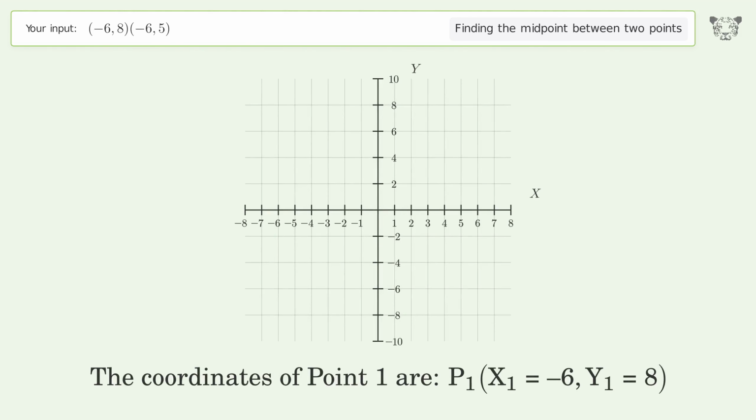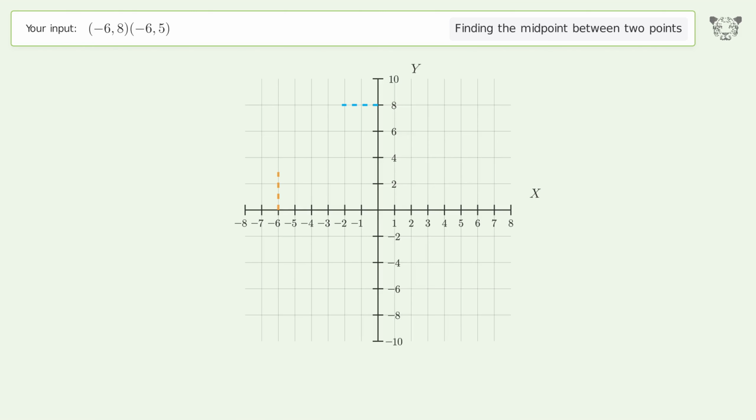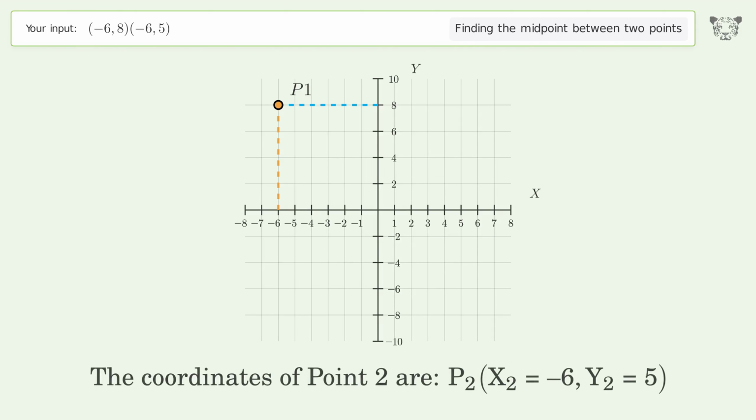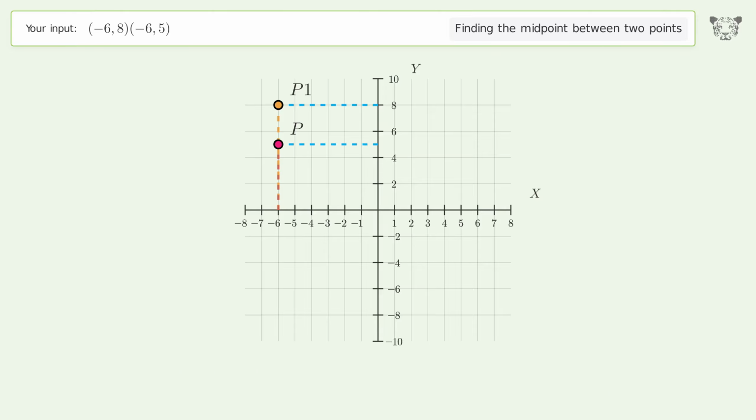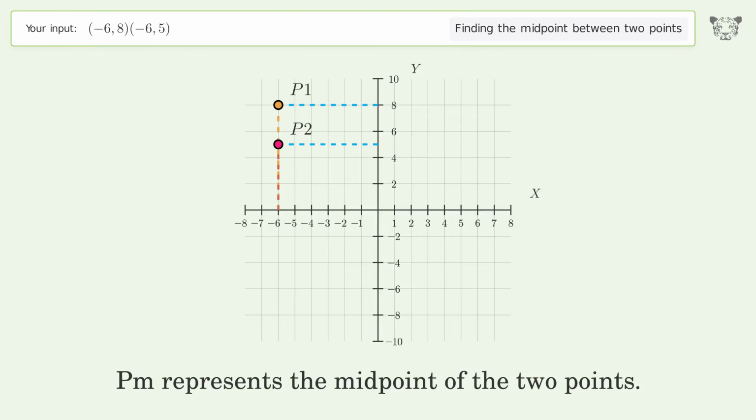The coordinates of point 1 are x1 equals -6, y1 equals 8. The coordinates of point 2 are x2 equals -6, y2 equals 5. PM represents the midpoint of the 2 points.